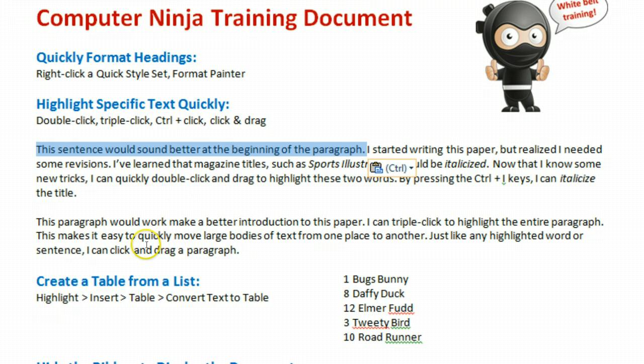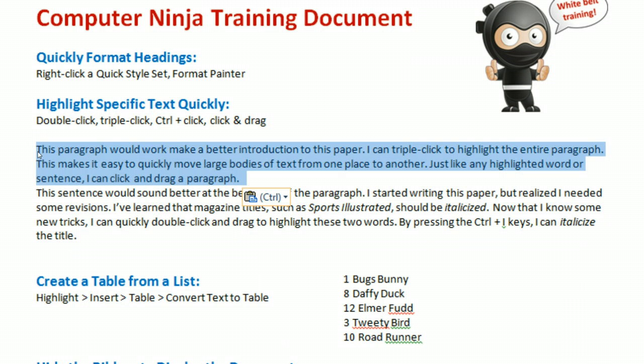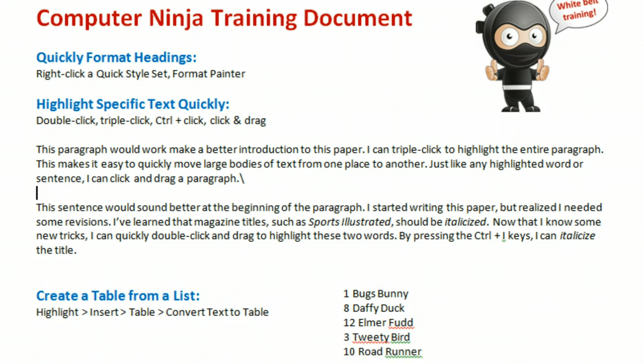Now if I continue reading here, it says this paragraph would make a better introduction to this paper. I can triple click to highlight the entire paragraph. This makes it easy to move large bodies of text from one place to another. Just like any highlighted word or sentence, I can click and drag a paragraph. So again, I'm going to triple click to get this whole paragraph. 1, 2, 3. And now I'm going to click and drag to move that highlighted paragraph to the beginning. That switches that around, and now if I need a little extra space, whoops, I can just put in that extra space.